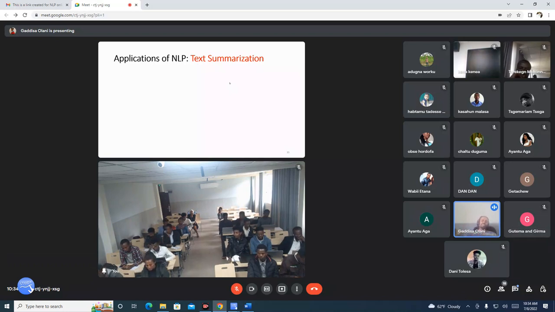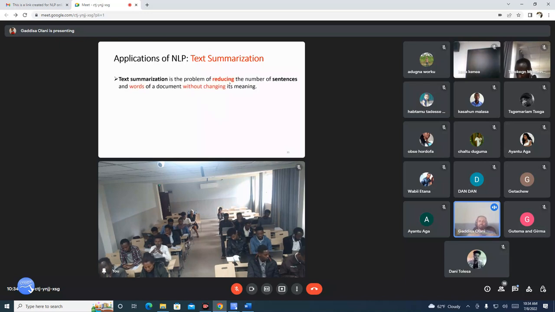We are not interested to read that. Yes, so text summarization is very important. So the concept is defined as an NLP application that aims at minimizing the number of sentences or words of a document without changing its meaning. This is very important.